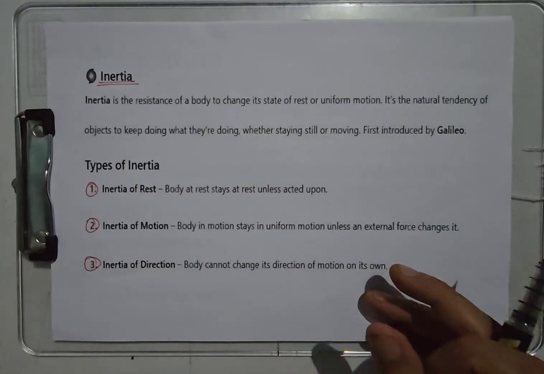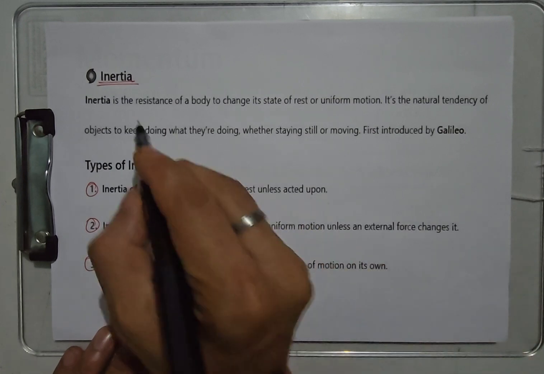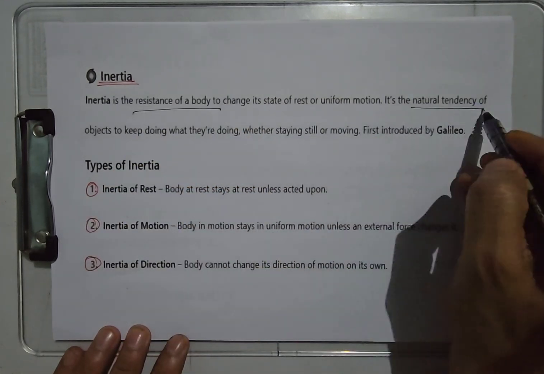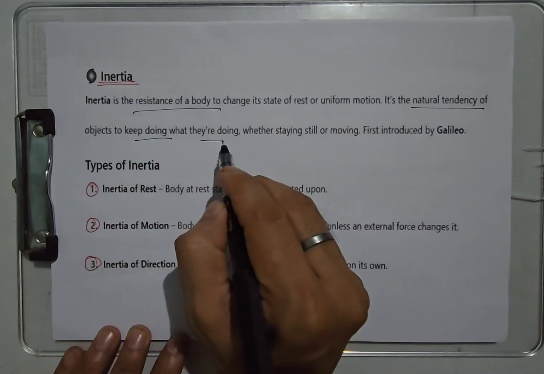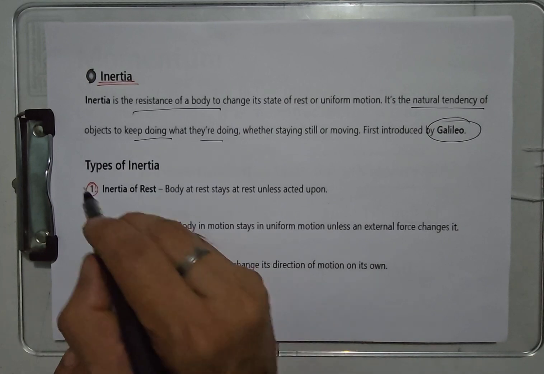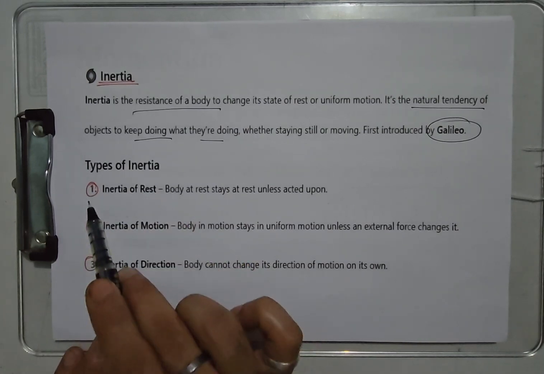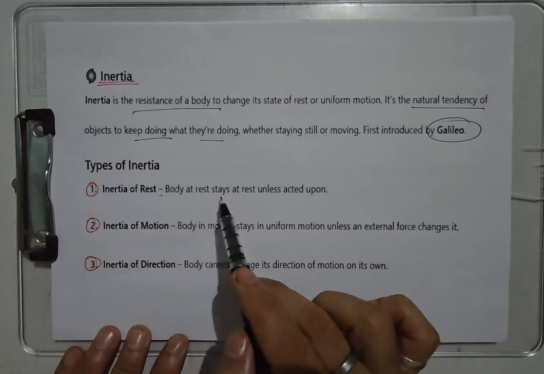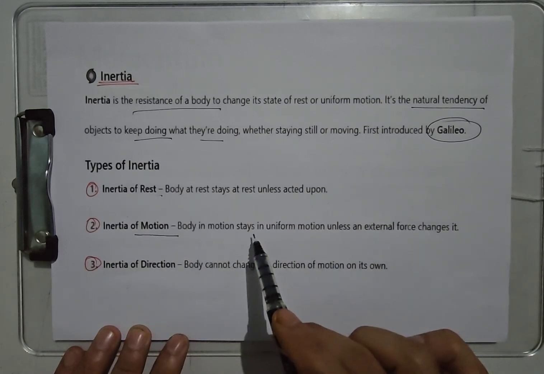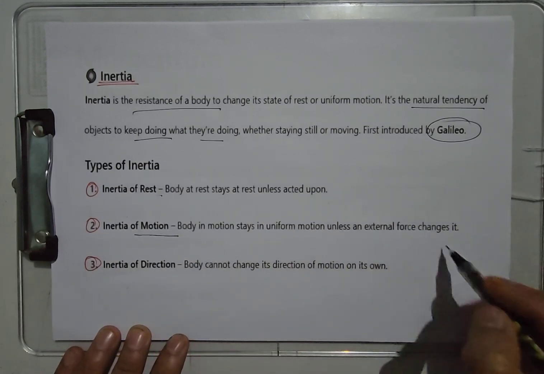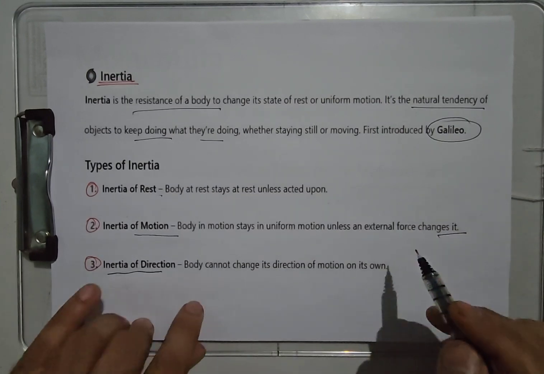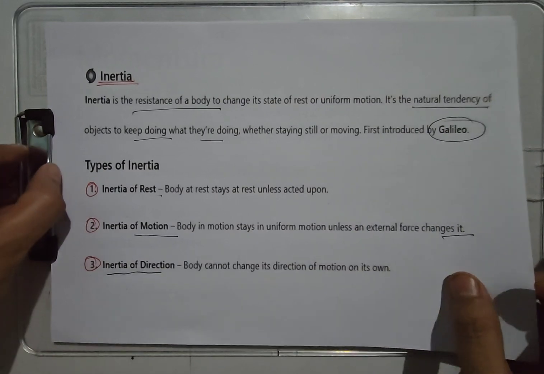Okay, now next is inertia. What is inertia? Inertia is nothing but the resistance of a body to change its state of rest or uniform motion. It's the natural tendency of objects to keep doing what they are doing, whether staying still or moving. It was first introduced by the scientist Galileo. Now there are three different types of inertia. Number one is inertia of rest: a body at rest stays at rest unless acted upon. Second is inertia of motion: a body remains in uniform motion unless an external force changes it. And finally, we have inertia of direction: the body cannot change its direction of motion on its own. So this is about inertia.